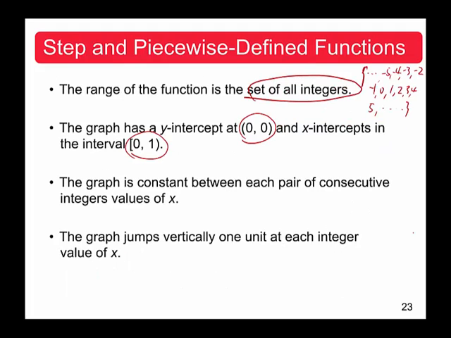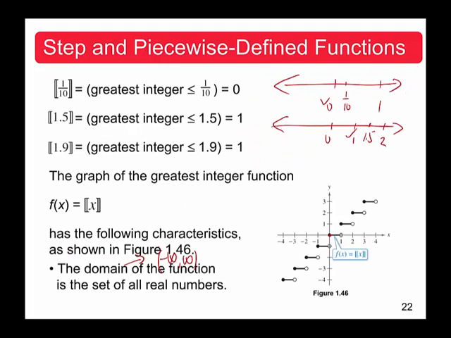The graph is constant between each pair of consecutive integers of x. And then you also jump vertically 1 unit at each integer value of x. So you jump up, it's like a stair, you're going to jump up 1 unit every time you move to the next piece. So it's like infinitely many pieces together. That's why it makes it so interesting. It's like putting together infinitely many piecewise functions.